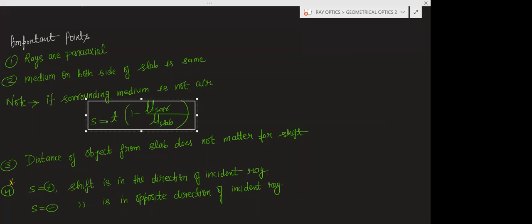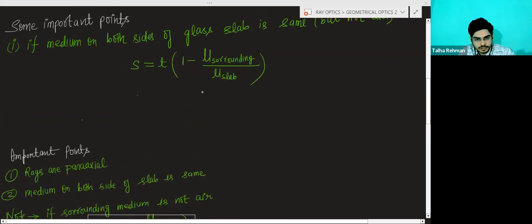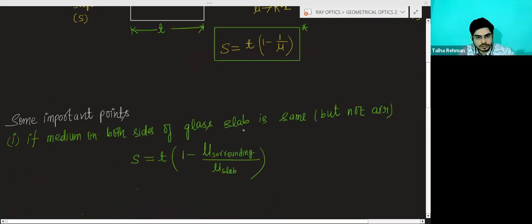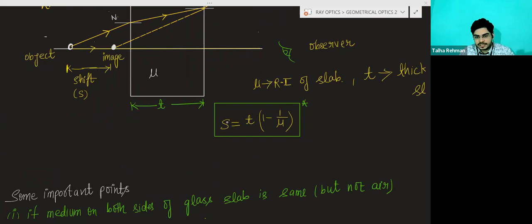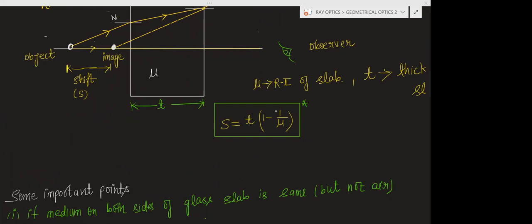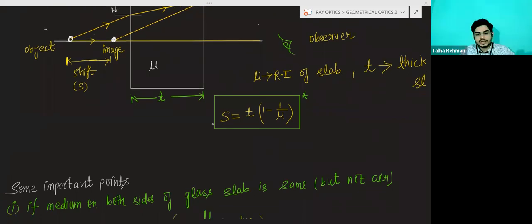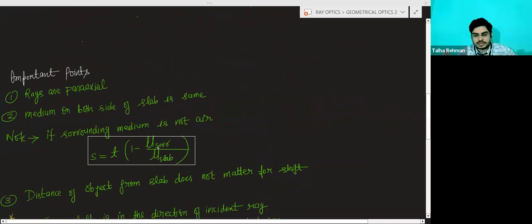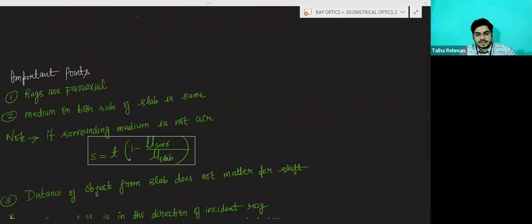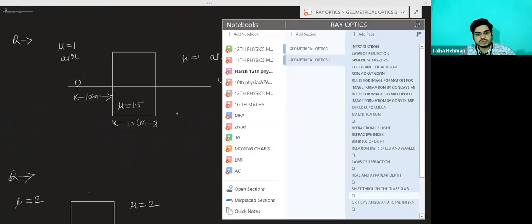Remember this formula and this formula. When both sides of the glass slab are air, the shift is given by the thickness of the glass slab multiplied by 1 minus 1 by the refractive index of the slab. If on both sides there is some other different medium, then the shift is given by the thickness multiplied by 1 minus the refractive index of the surrounding medium divided by the refractive index of the slab. So we will solve questions on the same concept.